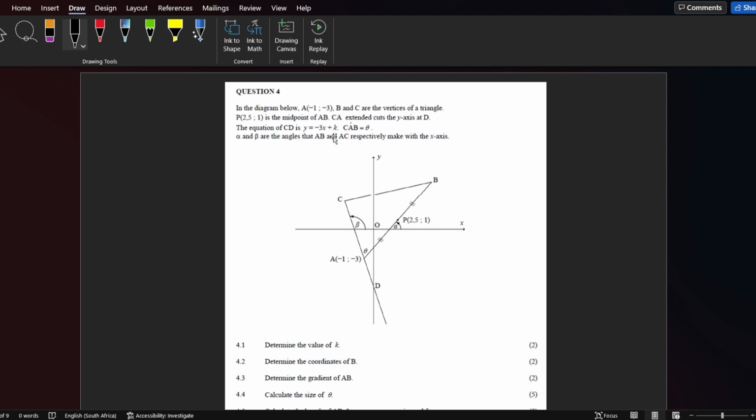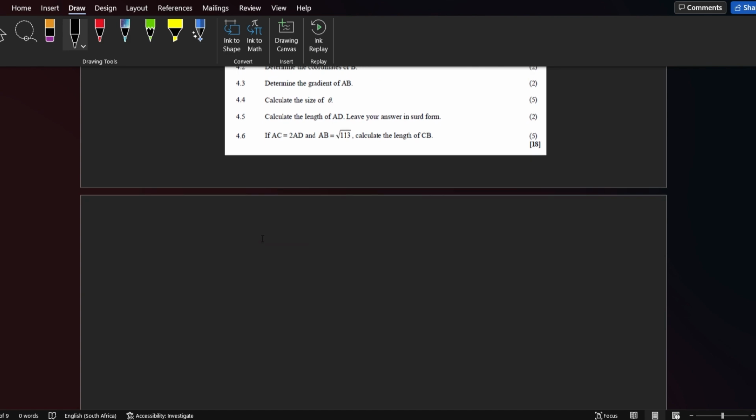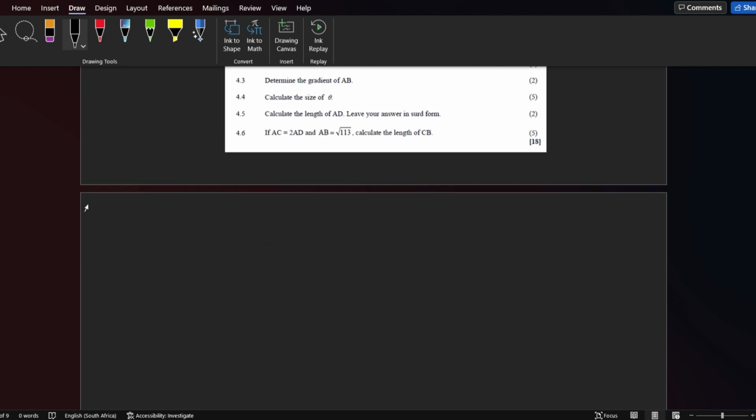We see that k is the y-intercept value in the equation of line CD, so this line here, and we do have a set of coordinates, so we can simply plug that into the y value and the x value, and then our only unknown is k, and we can easily solve for k that way. So let us solve for k.